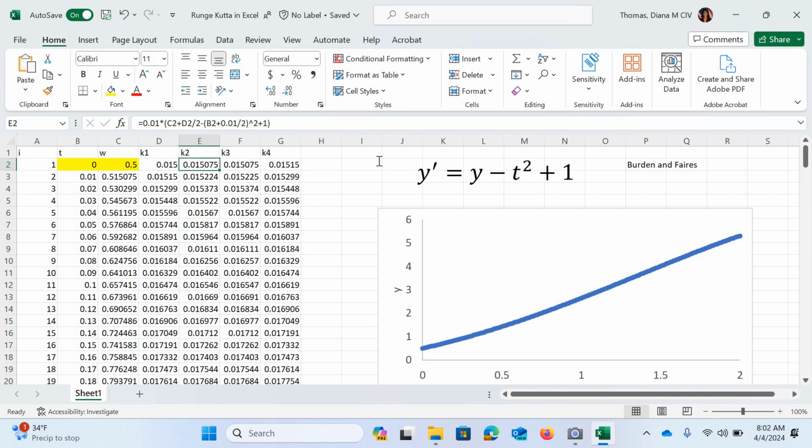In the K2, I had to do some more monkey business. So I had H times C2, right here, this is the Y, plus 1/2. So in for the Y value goes YN plus 1/2 HKN1. KN1 is this in the D column. So that's why KN1 is right here. So you can see them exactly mapped to this formula.